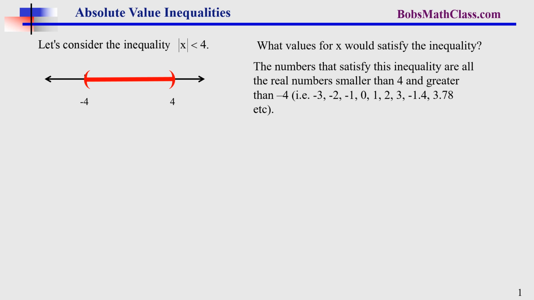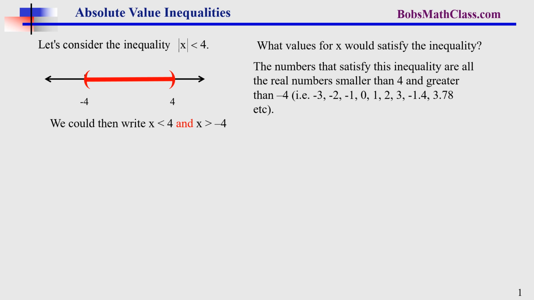Okay, so can we write this with inequalities? Would this be an and or an or? Hopefully you've done inequalities with and or already. We would use an and here. We could write it as x is less than 4 and x is greater than negative 4. Notice that I wrote two inequalities. The first one is exactly the same. I just dropped the absolute values.